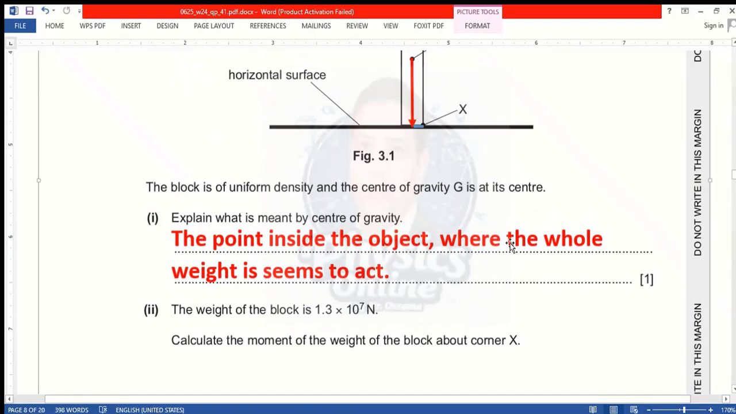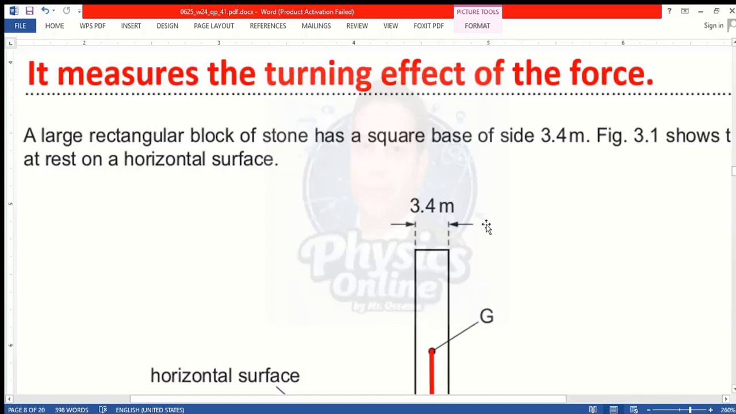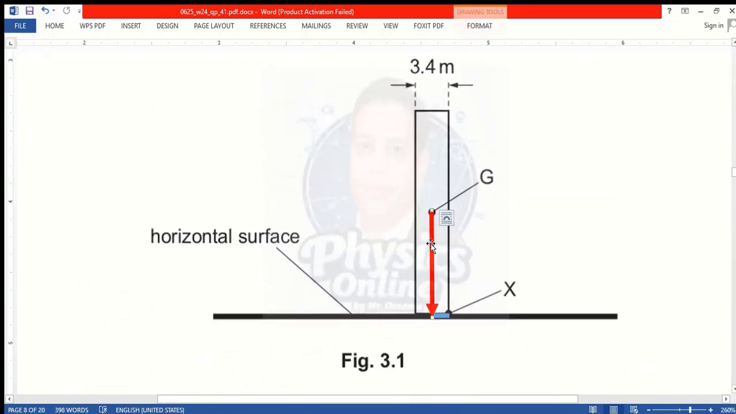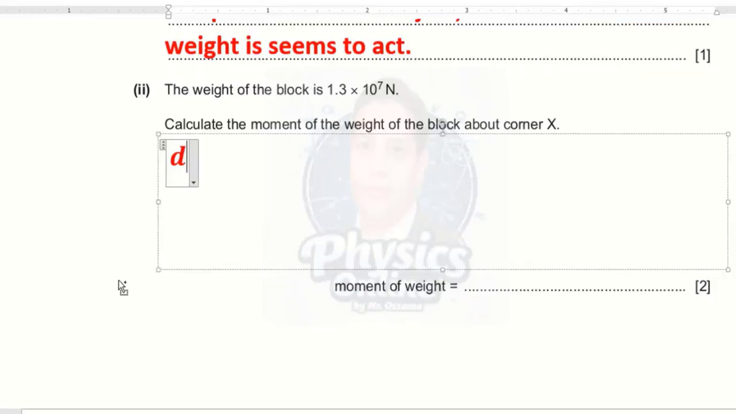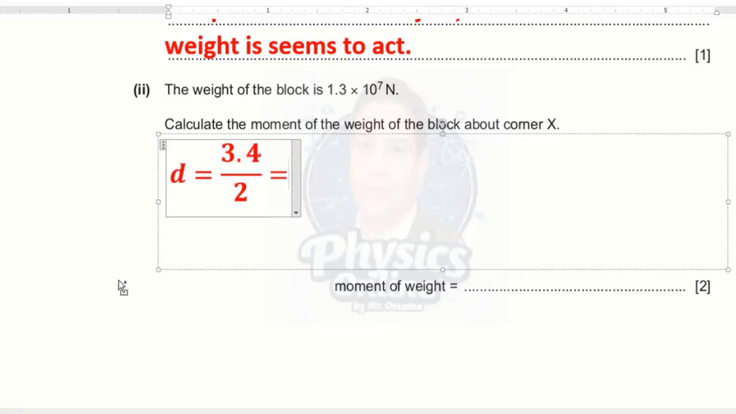At the corner x, the force affecting is the force of the weight, which acts from the center of gravity. The perpendicular distance between the force and the corner x is half of the thickness of the block. So the distance equals 3.4 divided by 2 equals 1.7.